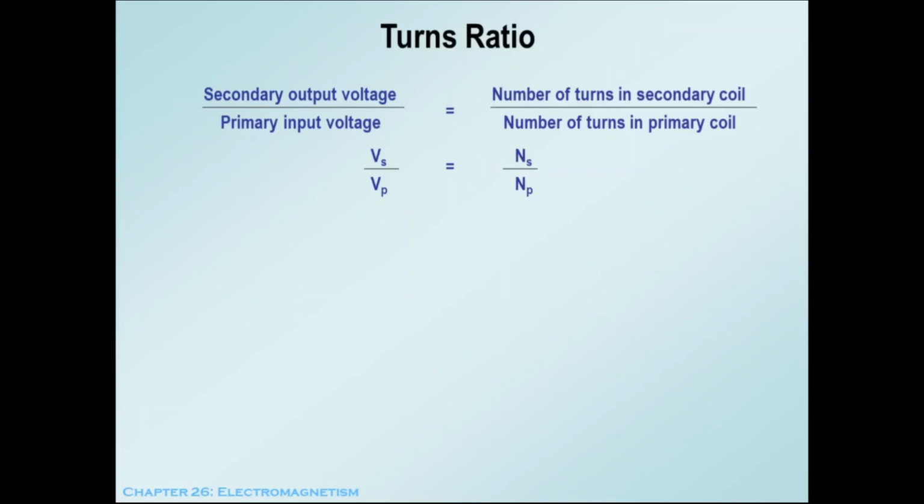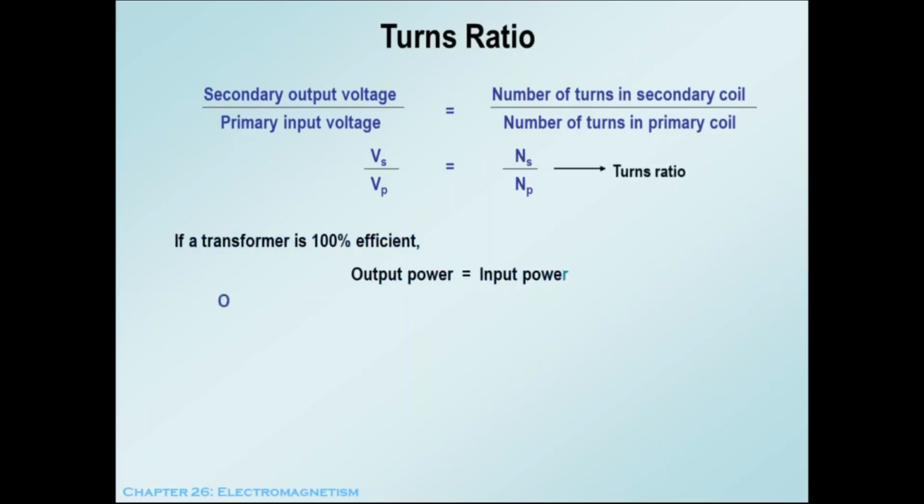Remember that if there are more turns in the coil, then there is a greater induced EMF. So it is a direct relationship. So we have our direct ratio formula here. The Vs and the Ns correspond with each other, and the Vp and the Np correspond with each other. The Ns over Np is known as the turns ratio.